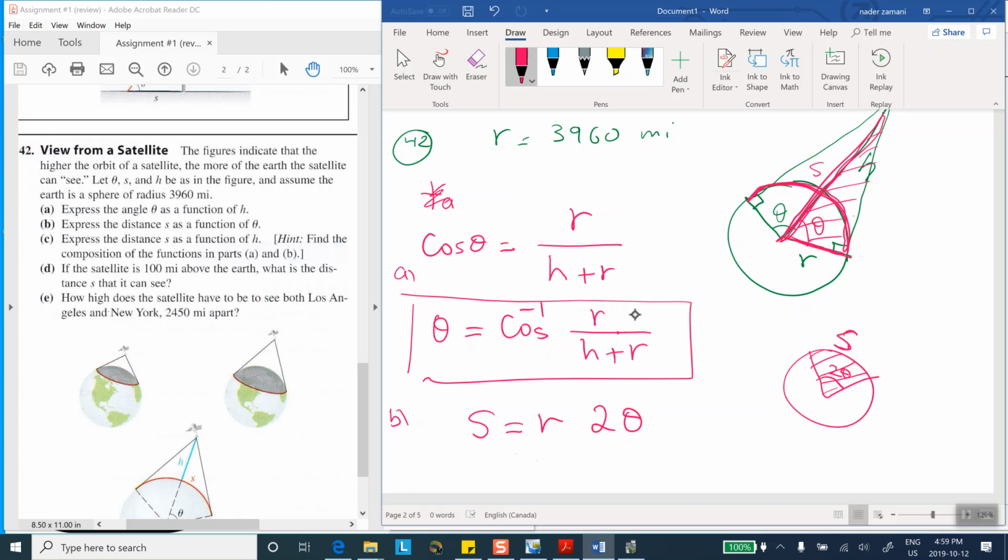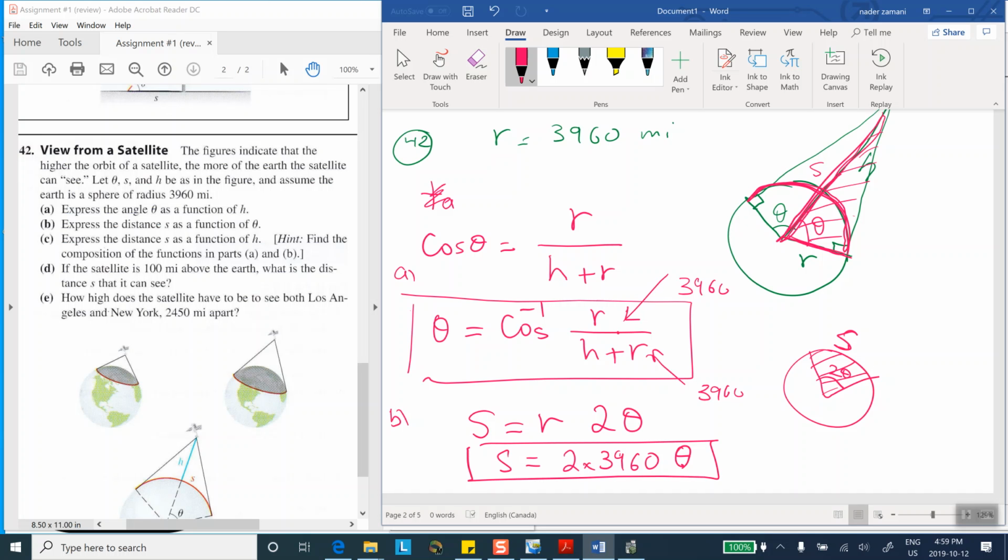By the way, this R here is 3960. I didn't replace it, but it's a constant, 3960, down there. The same thing down here. It's 2 times 3960 times theta. S is equal to that. There is the answer to part B.